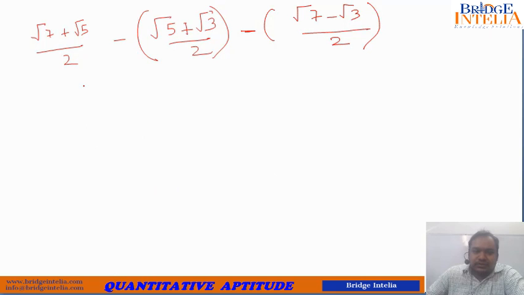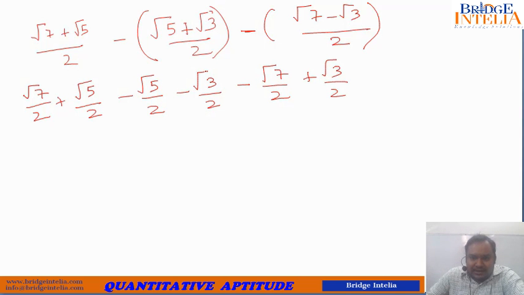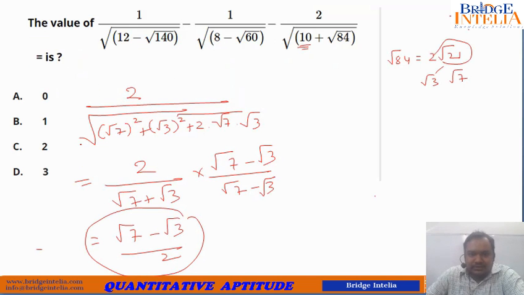So now let's expand this. So this is root 7 by 2 plus root 5 by 2 minus root 5 by 2 minus root 3 by 2, minus root 7 by 2, minus minus plus plus root 3 by 2. So I think these terms are cancelling each other out. They have a cancellation effect. So the answer must be equal to 0. So this is the correct answer.